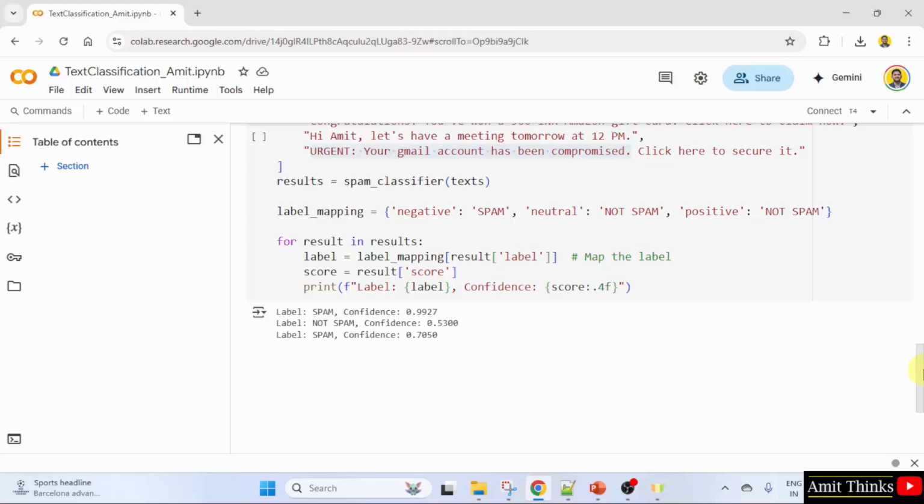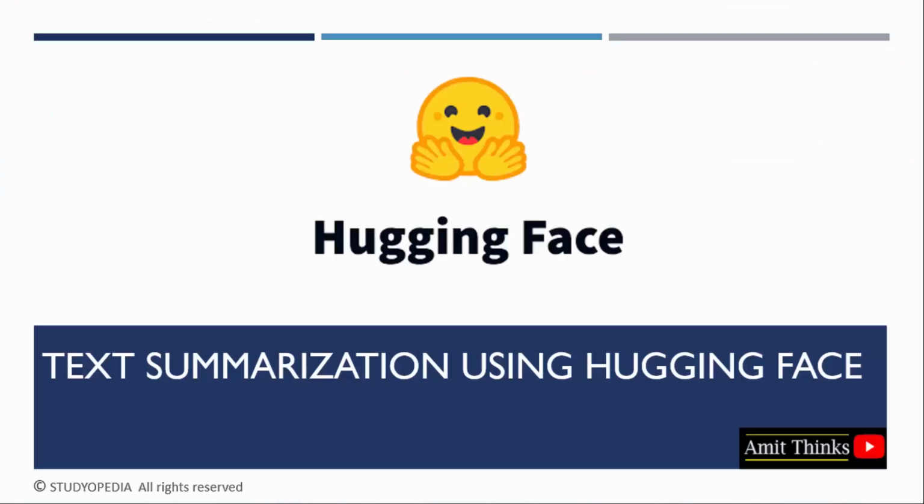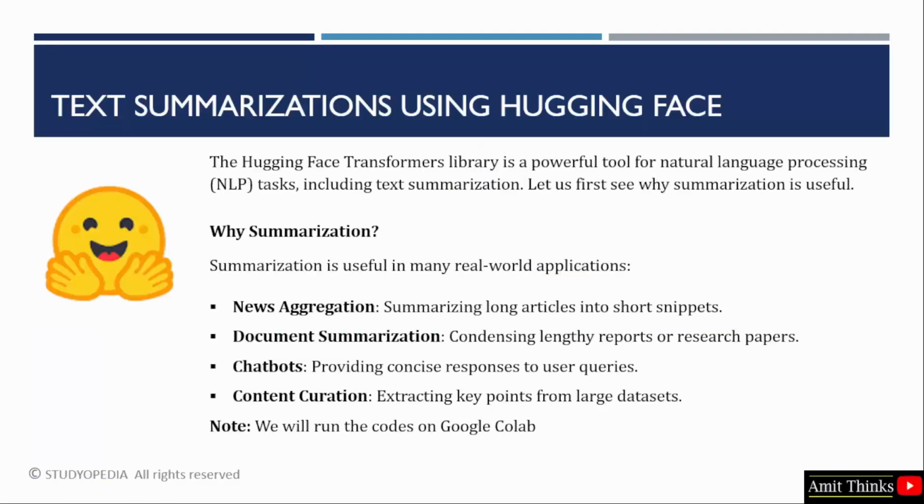In this lesson we will understand how to perform text summarization using Hugging Face. First we will understand why we need to summarize, and then we will see a coding example on Google Colab to summarize text. Let us start. The Hugging Face Transformers library, as we already know, is used for NLP tasks. That includes summarizing text as well.